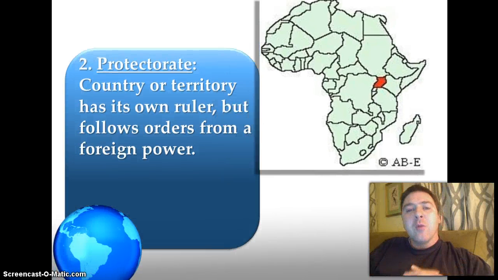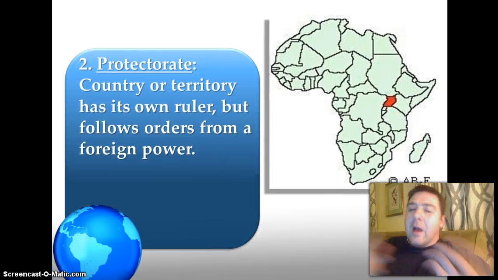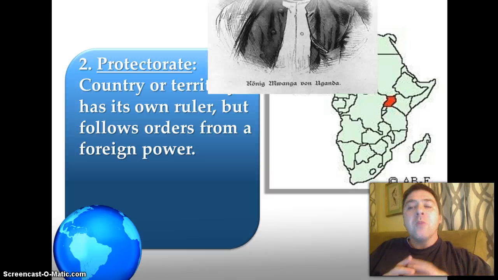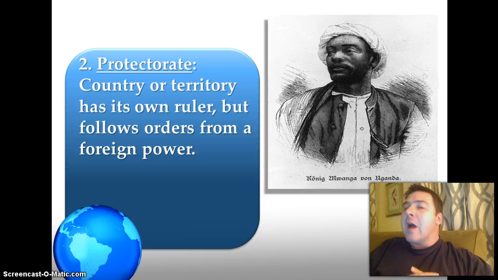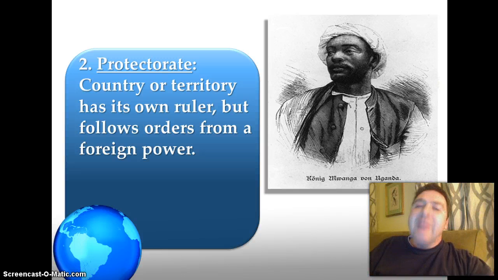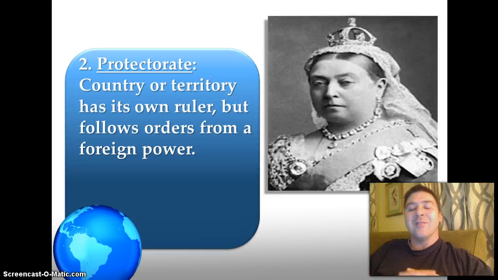We also had a form called a protectorate. Okay, Uganda in British East Africa was an example of this. In a protectorate, the colonial power allowed the traditional rulers, in this case, whoever the king or the emperor or the ruler was in the area, to remain in power, but they had to follow orders from the colonial power. So again, in the case of Uganda, the ruler still had to respect the wishes of the British Queen.